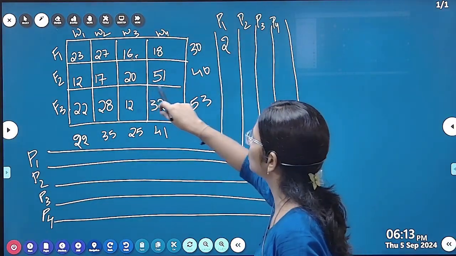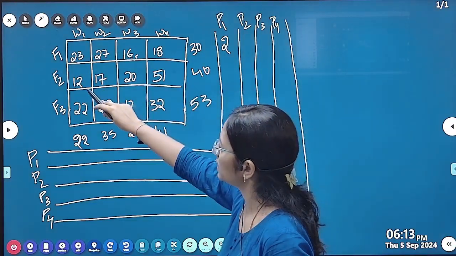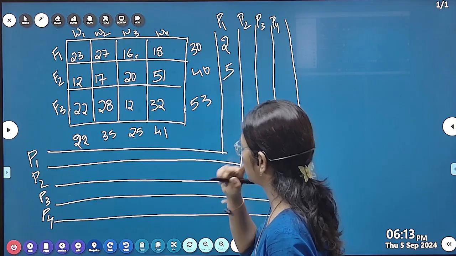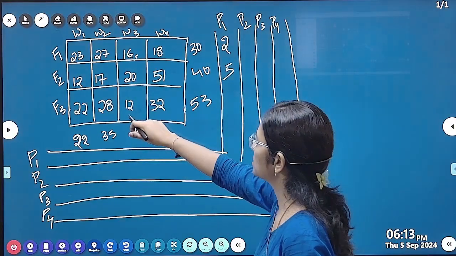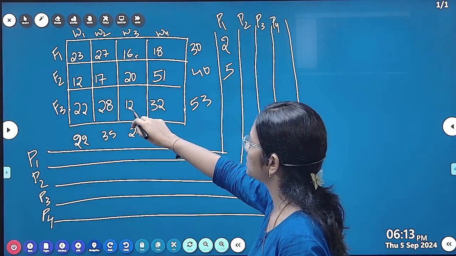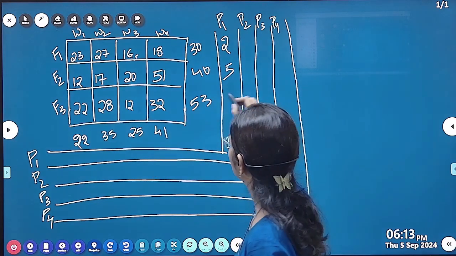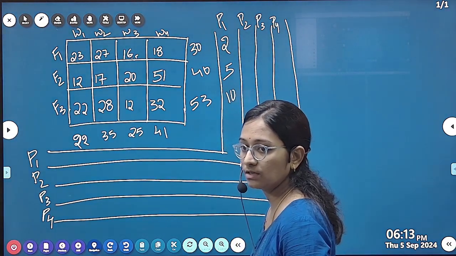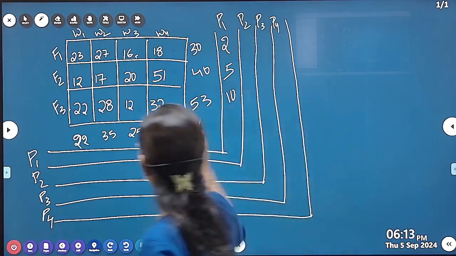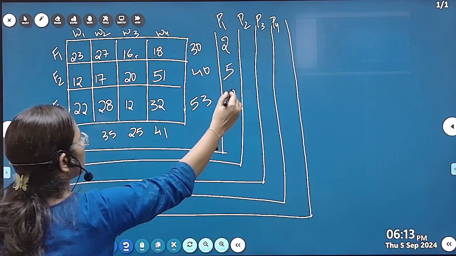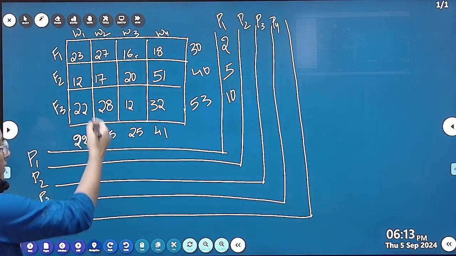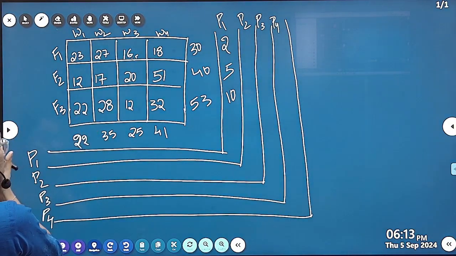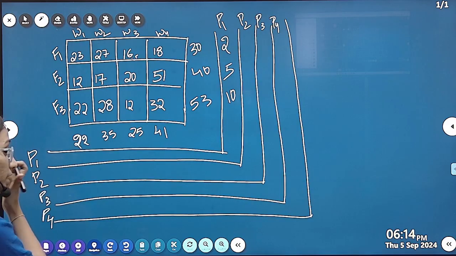Next row, which one? 12, right? 12 minus 17, it's 5. Okay. So in this next row, 12 minus the next least cost 22, right? So here it is 10. Clear? Yes. So now we have completed row wise. So now we need to see column wise. So first listen to the class, okay, then after copy it.